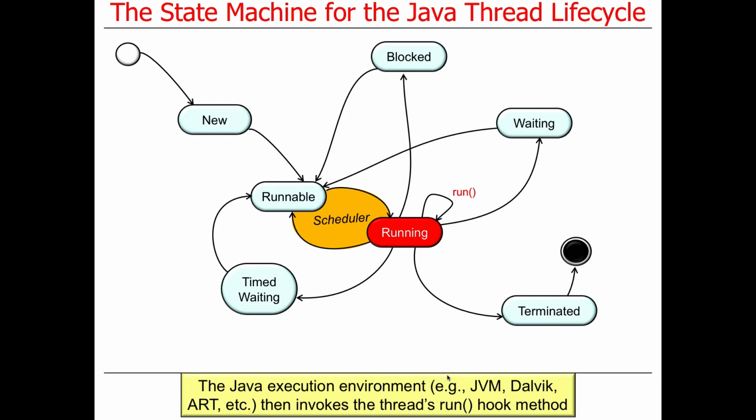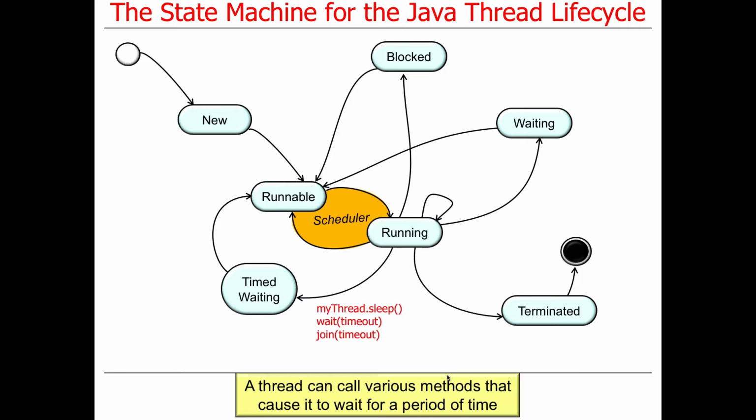Now, once your code is running, it's got a bunch of things it might decide to do. And those things will end up potentially changing the state of the thread. So one thing it might do is the thread might decide to put itself to sleep.